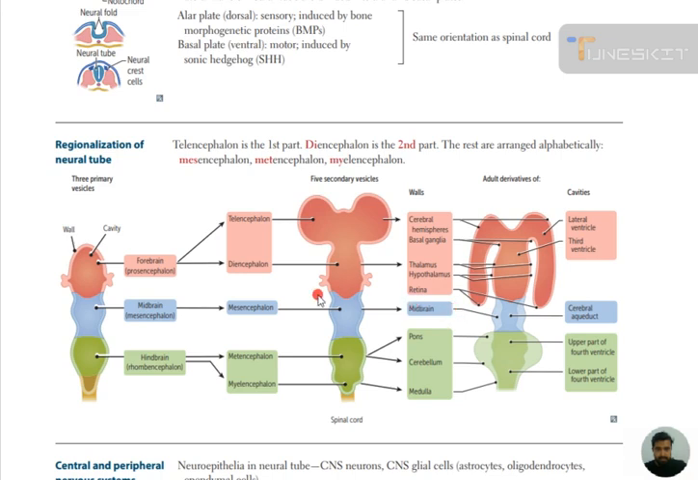The midbrain, the mesencephalon, contains the aqueduct, which is a part of the midbrain. Then the hindbrain, the rhombencephalon, has two parts, the metencephalon and the myelencephalon. These more differentiated forms look like this: the pons, the cerebellum, and the medulla. The upper part of the fourth ventricle is in the hindbrain, and the lower part of the fourth ventricle is also in the hindbrain.